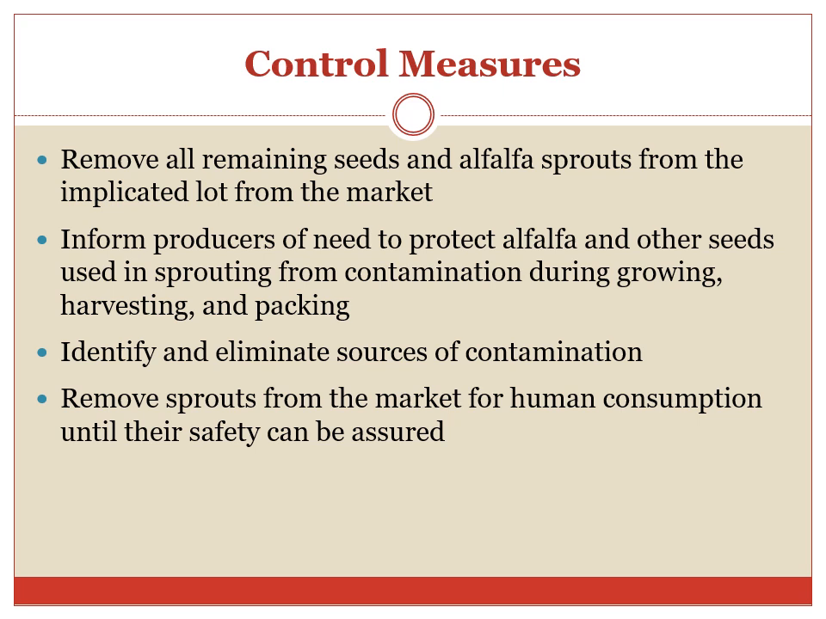So in this particular example, they removed all the remaining seeds and sprouts from the market. They pulled them from the market to stop the current outbreak. They also went to the producers and to the farmers to make sure that they follow strict guidelines during growing, harvesting, and packing in order to prevent future outbreaks from occurring. So to identify and eliminate all sources of contamination, and they removed the sprouts from the markets for human consumption until their safety can be assured.